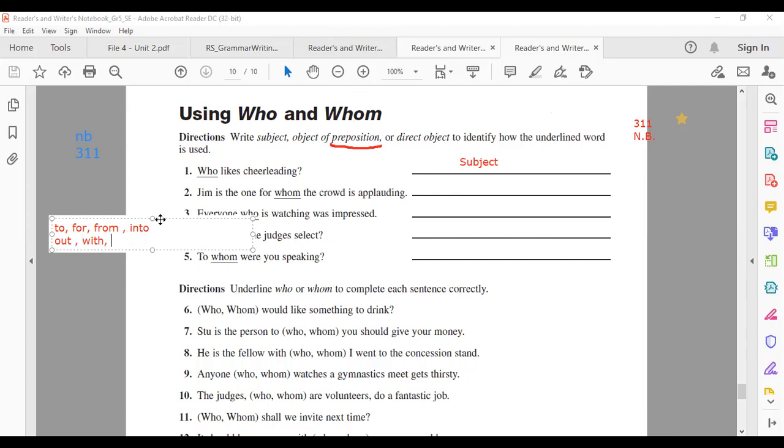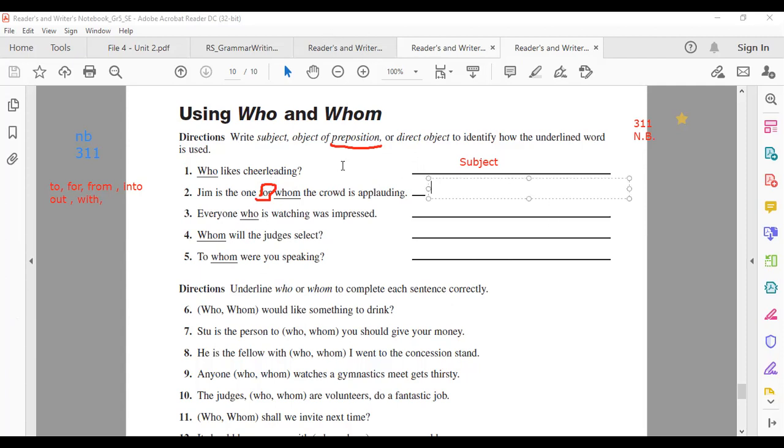So now search in the sentence. Is there a preposition before whom, Fairuz? Yes, it is for. Excellent. So we have for. This is the preposition. So is this direct or prepositional object? Prepositional. Excellent. So it is a prepositional object. Nice job.